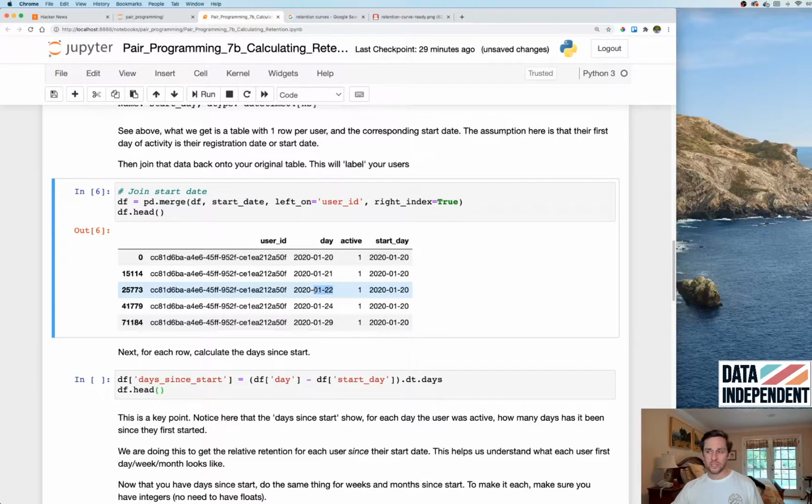January 22nd would be two. You see here that we skip the 23rd and go straight to the 24th, which is 4 days after. Here we have the 29th, which is 9 days after. And so I want to get the relative number of days for that user.